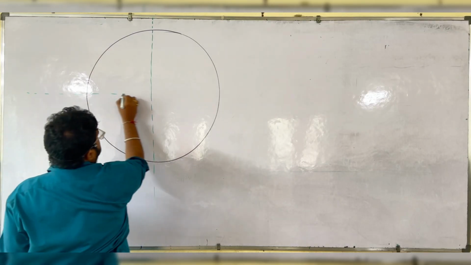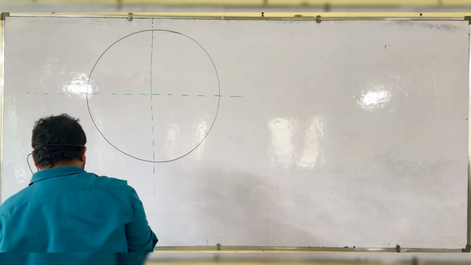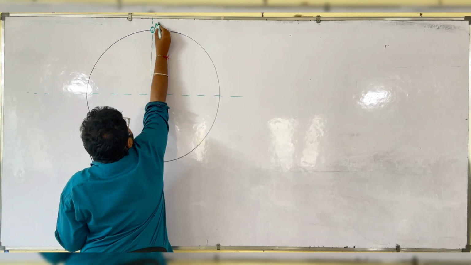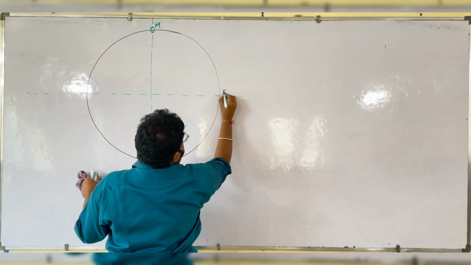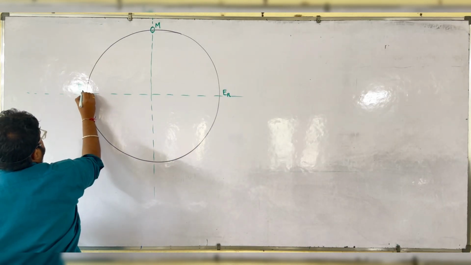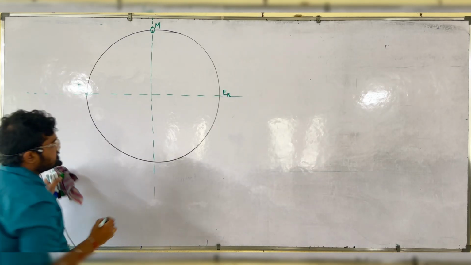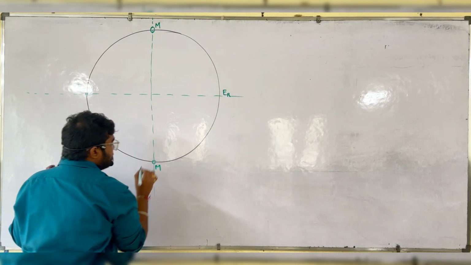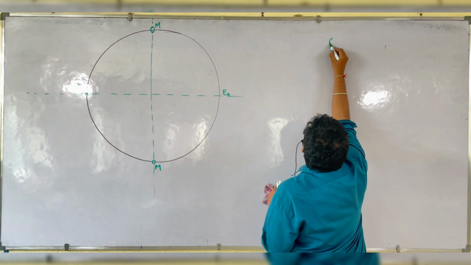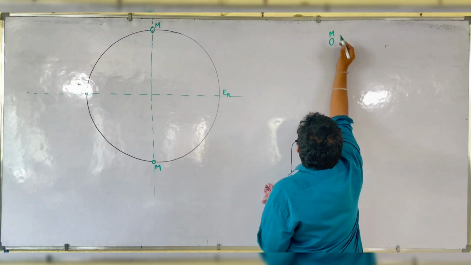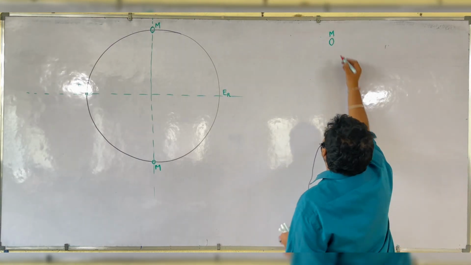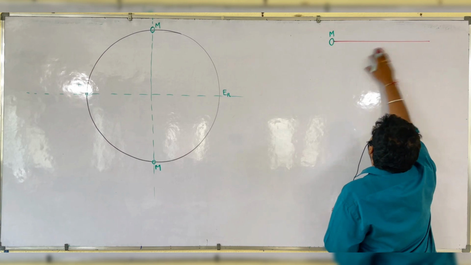See this. This is the mean position. This is the right extreme position. This is the left extreme position. This is the mean position. SHM అంటే ఎలా ఉంటుంది చెప్పు. First the particle starts from mean position. It is moving like this.